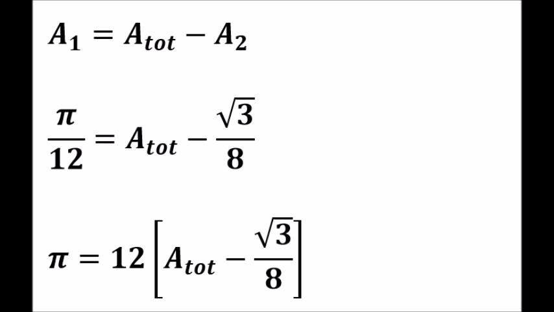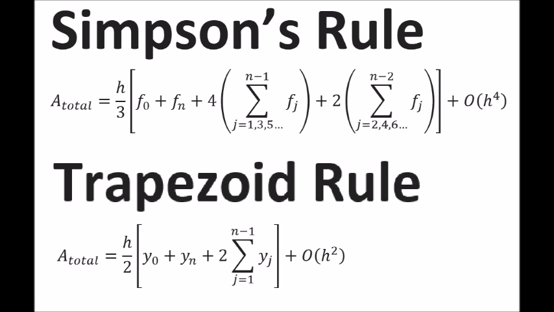Very good. So what is A total? A total is the numerical approximation of area. This can be obtained by using Simpson's rule or the trapezoid rule, which will lead into Romberg integration. Feel free to revisit those lessons if you'd like a refresher. Otherwise, I'm going to continue with applying these methods to calculate pi.